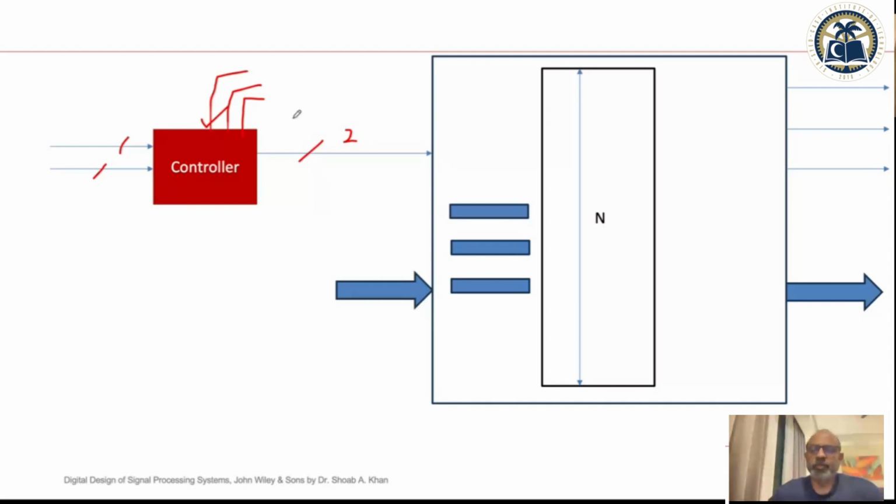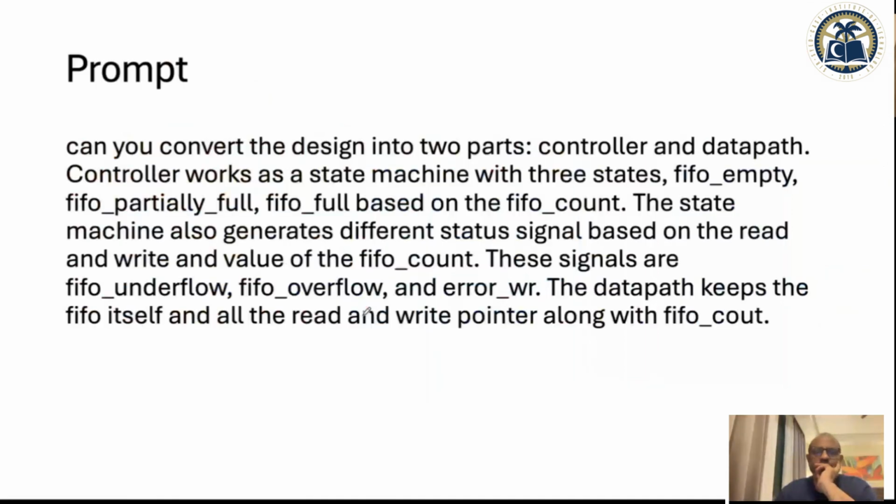Okay, so these are the three registers, and this is an N deep memory, which is 32 bits wide. So this looks good. So I now prompted ChatGPT: can you convert the design into two parts, a controller and a data part?